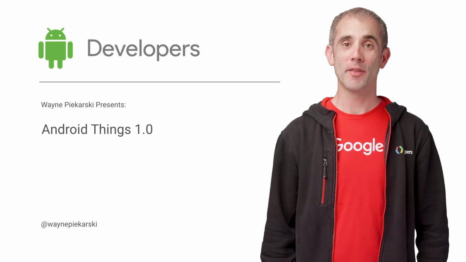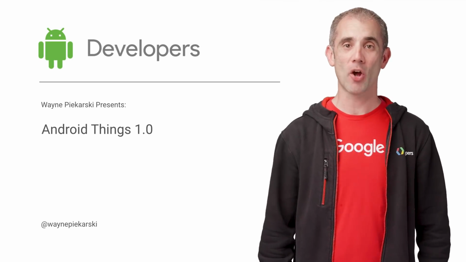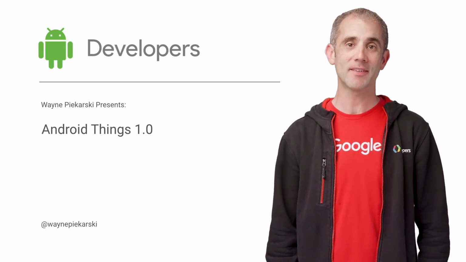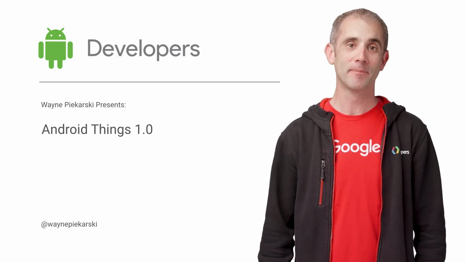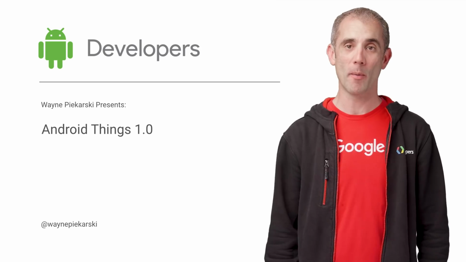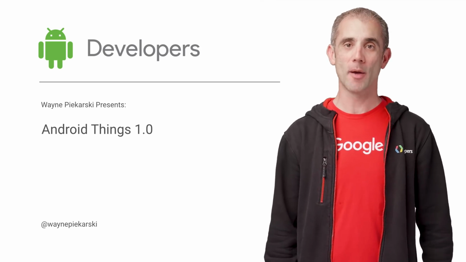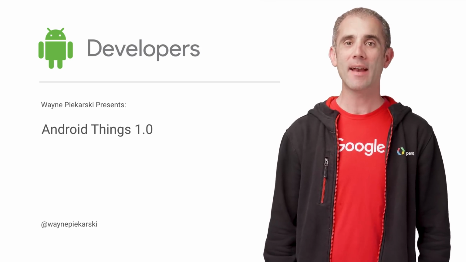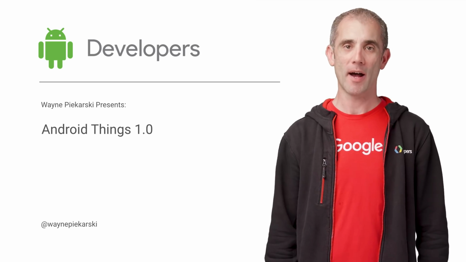Say hello to Android Things 1.0, Google's managed operating system for building and maintaining Internet of Things devices at scale. I'm Wayne Piekarski, and today I'm going to explain what's new in version 1.0, how it provides long-term support for production devices, and a new lineup of system-on-module hardware.